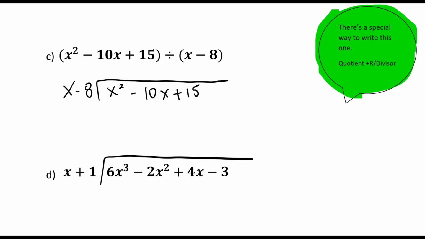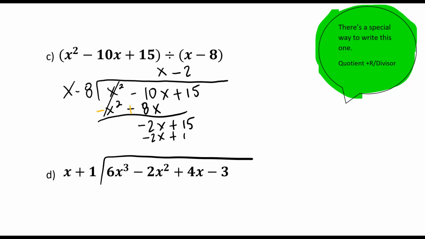So x times what is x squared? It is x, and then we multiply x times x minus 8, which is x squared minus 8x. Now we're going to change our signs to minus plus, and then that cancels. We have negative 2x plus 15. x times what is negative 2x? Minus 2. Negative 2 times x minus 8 is negative 2x plus 16. And then we're going to change our signs again, plus, and this becomes a minus sign now. And then we have a remainder of negative 1.